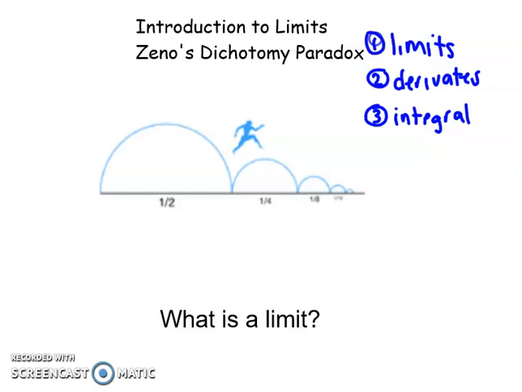Looking at our note sheet that I have popped up right here, it says Introduction to Limits, Zeno's Dichotomy Paradox, and there is a TED Talk video that I think explains this very well if you want to jump over to that. It's just a quick introduction to where limits came from. And then come on back here and we will talk about what a limit is.